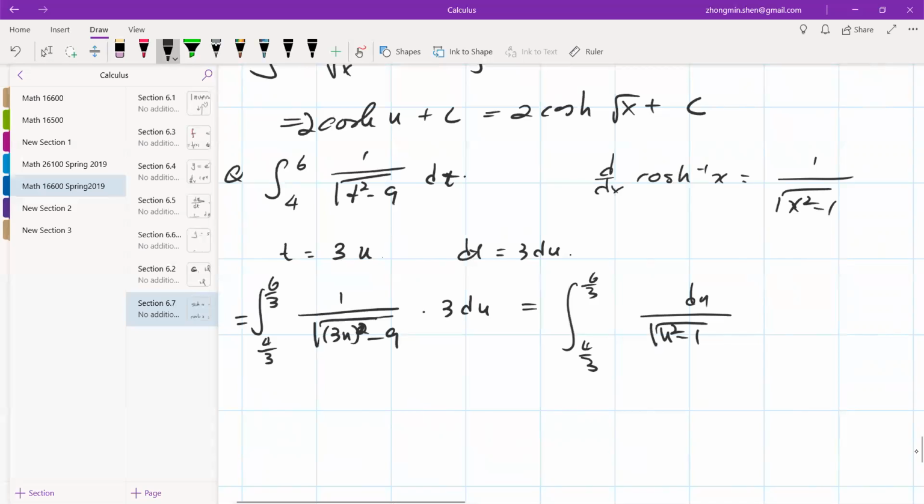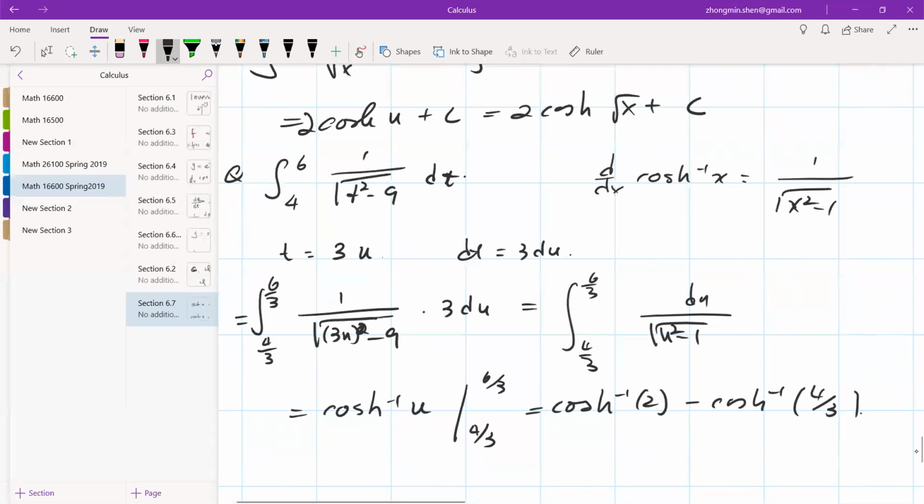Then you can say the antiderivative is hyperbolic arc cosine, and evaluate at the two endpoints. That will be 2. So this is the exact value. You cannot simplify it further. That's okay, this is the answer.